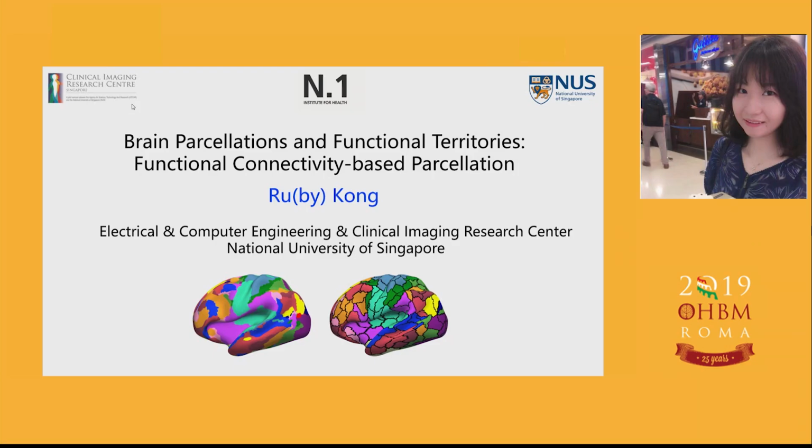So Matt just gave a very nice talk on parcellation approaches using multiple modalities. As most studies only have the resting state functional MRI data, in my talk I will mainly focus on the parcellation approaches using resting state functional MRI.